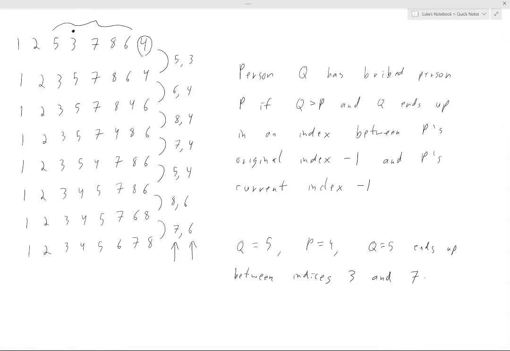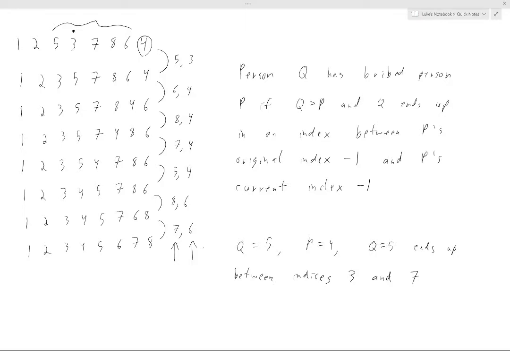So who else swapped with 4? Well, if we just look at this list, we look at every person whose number is greater than 4 and who appears between 3 and 7. So we've got 5, 6, 7, and 8. And if we look at our column that we've drawn here, that's exactly the people who swapped with person 4. Okay, so what do we know? That gives us a way of determining how many bribes person 4 received just by looking at the list itself.